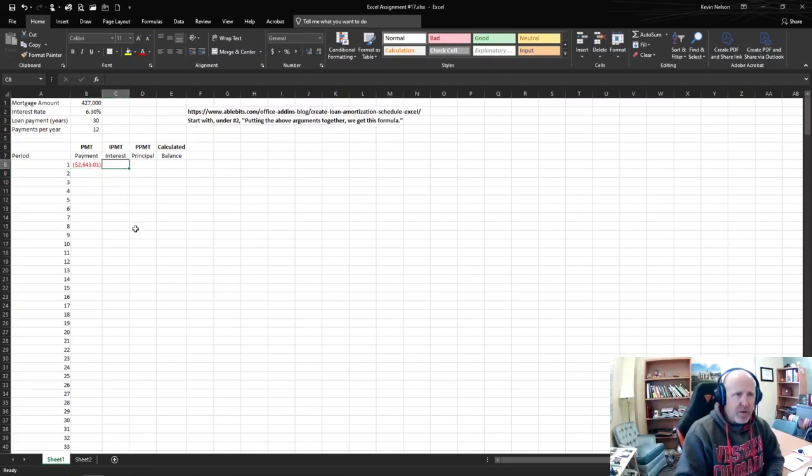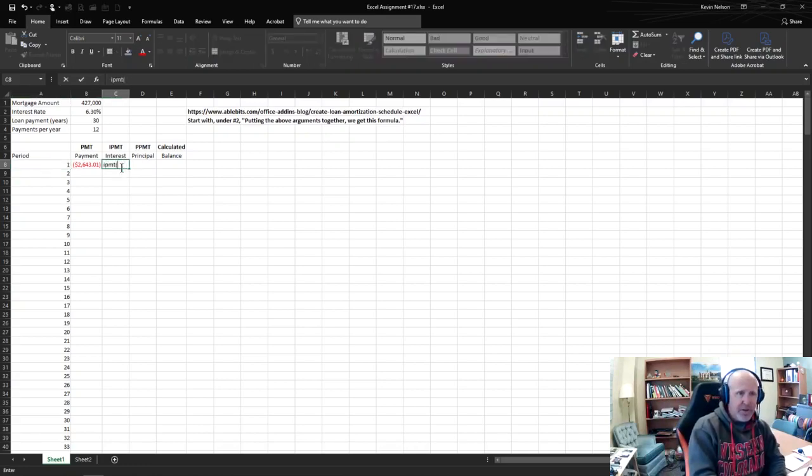Now, the interest payment, the principal payment, the formulas are exactly the same, except we're going to use IPMT and PPMT, and they will be similar to this, but they will also include the period, and that's the one place where we don't want the dollar signs, because as we go down, I want that to change. So it's just the way Excel does it. So IPMT.